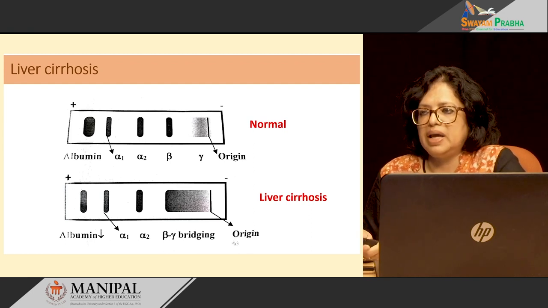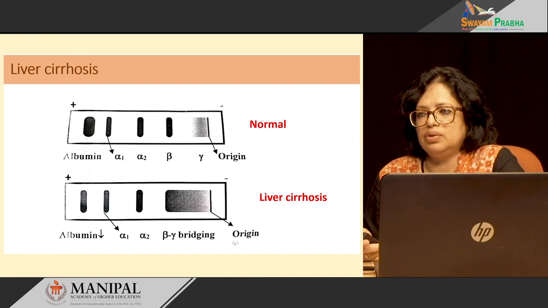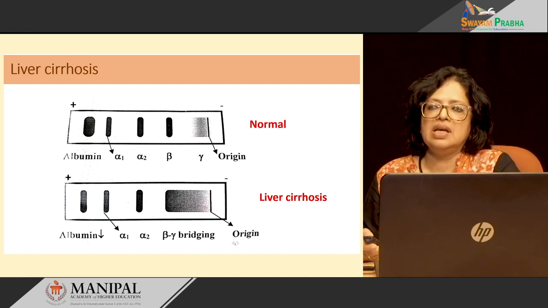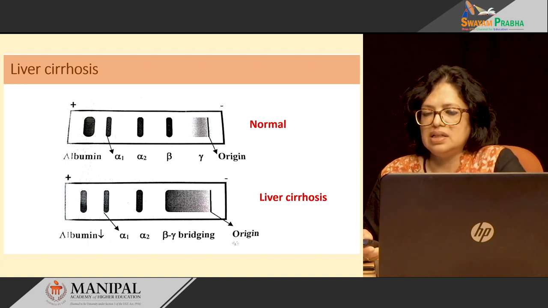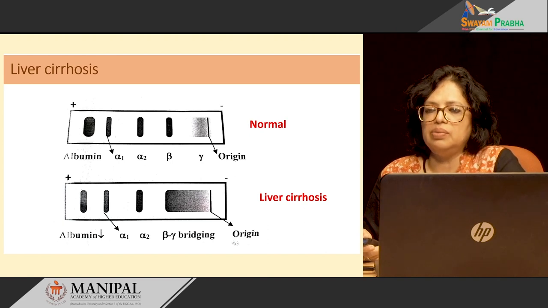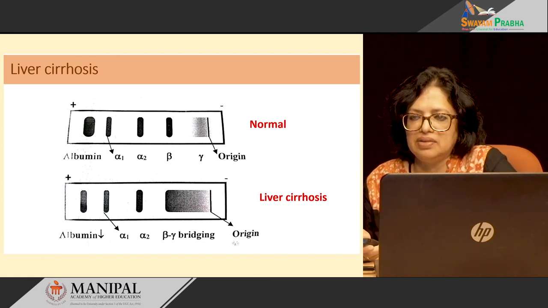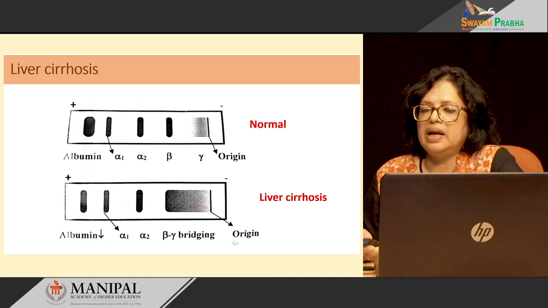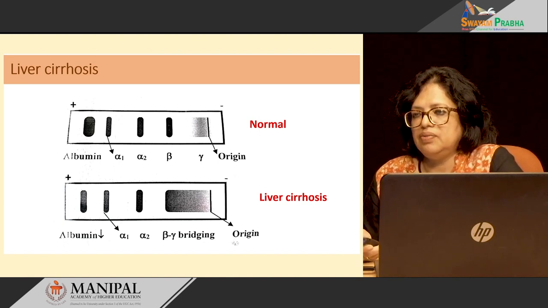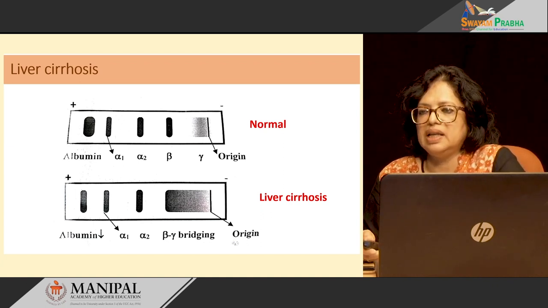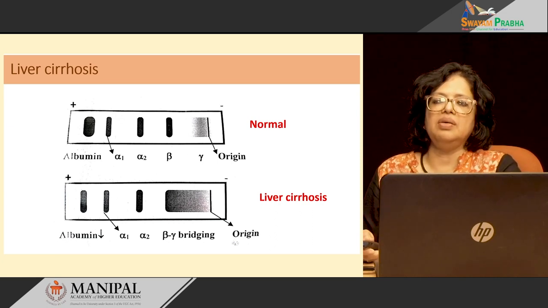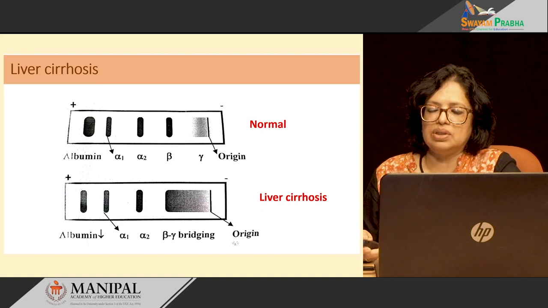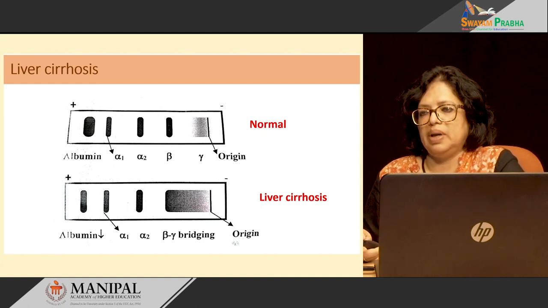What about liver cirrhosis? Comparing the liver cirrhosis pattern with that of normal, we can see two big differences. The first one is the albumin. The albumin in liver cirrhosis is very low. Why is it low? Because the liver is the site of albumin synthesis. So, albumin synthesis is affected in liver cirrhosis, and the albumin band becomes very thin. Whereas, if you compare the gamma globulin band in the case of normal with that of cirrhosis, you find that there is a bridging of the beta gamma bands. This is because of increased production of immunoglobulins in liver cirrhosis. So, the two bands fuse into one band.